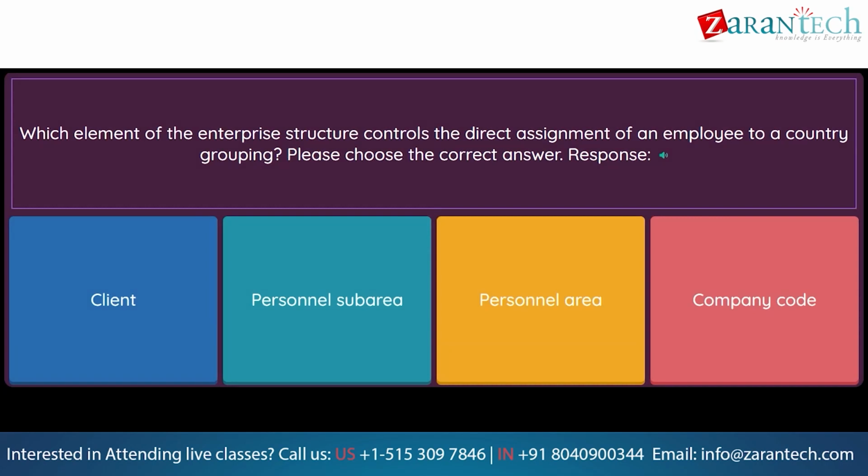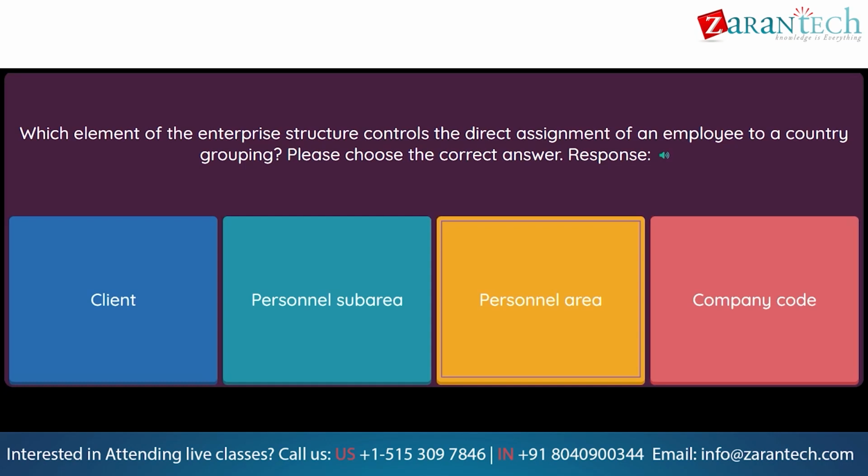Question: which element of the enterprise structure controls the direct assignment of an employee to a country grouping? Please choose the correct answer. Response. Option 1 client. Option 2 personnel sub-area. Option 3 personnel area. Option 4 company code.